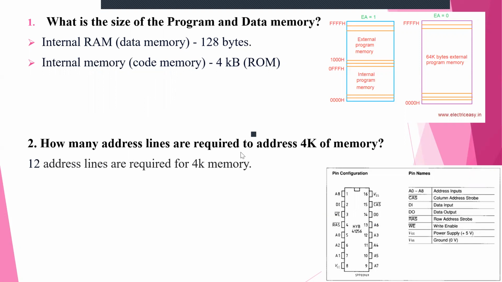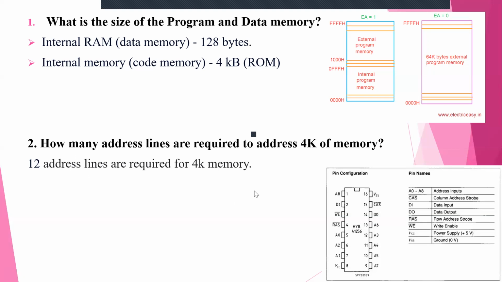Then how many address lines are required to address 4K of memory? 4K of memory is available in the microcontroller. Now to access that, how many address lines have to be there? Address lines are needed when you are using the ALP, that is, assembly language program, where you will be using different kinds of instructions. To pass those instructions and fetch the data, you will have address lines. So totally you will have 12 address lines required for your 4K memory to be accessed.